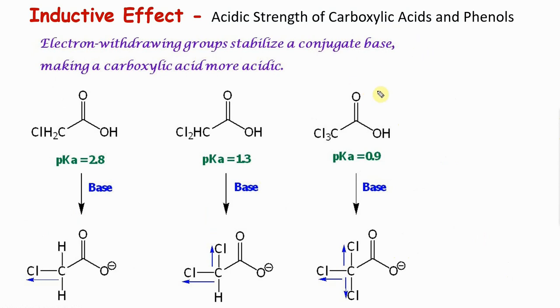Here we are going to look at the same thing again. Electron withdrawing groups destabilize the conjugate base. I'm just showing you the example. One example has more electronegative atoms, so you're going to see the difference. It's just for your understanding.